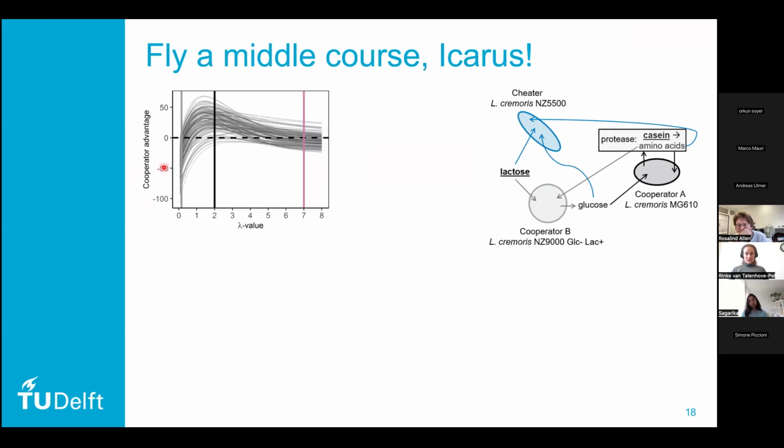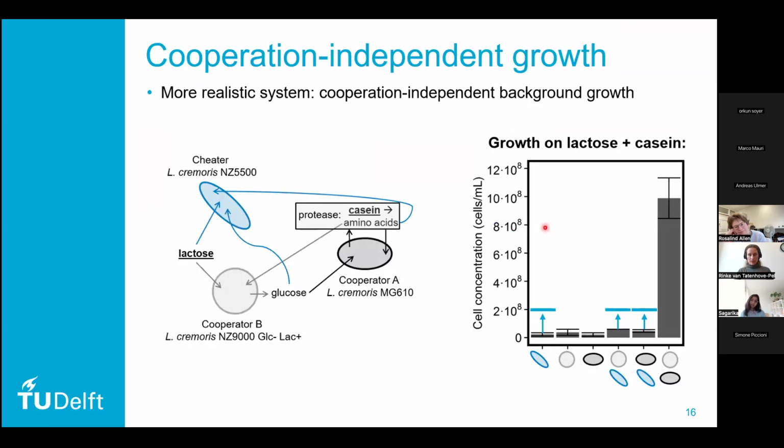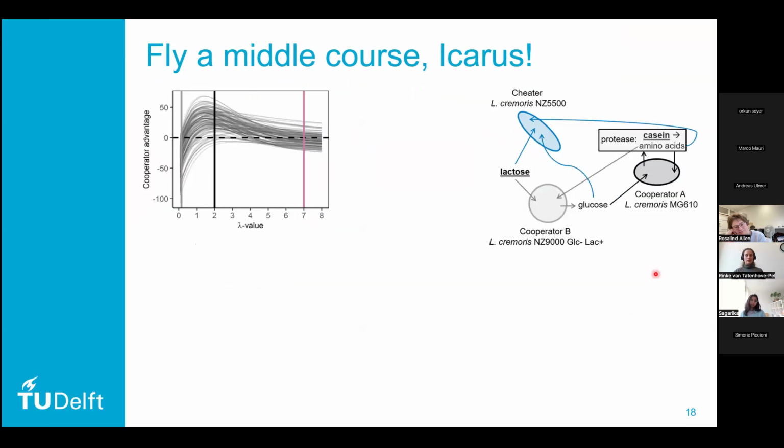So this is all modeling again. We wanted to test it in an experiment. So what we did is we added a little bit of amino acids to our medium. This small amount of amino acids allows the cheater and also cooperator B to grow a little bit. So this is this background growth that I also showed here. They can grow a little bit when they are on their own, and they can grow to the full capacity when they are together.